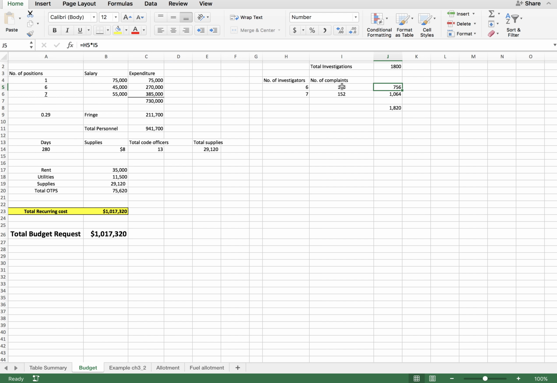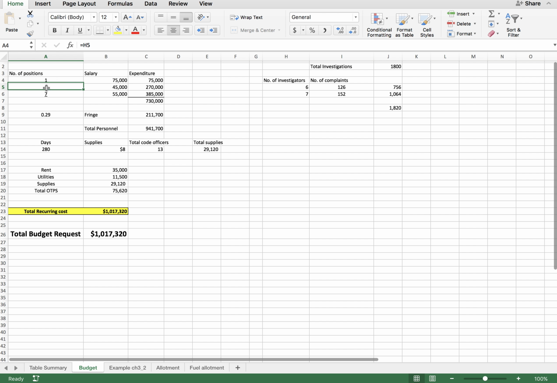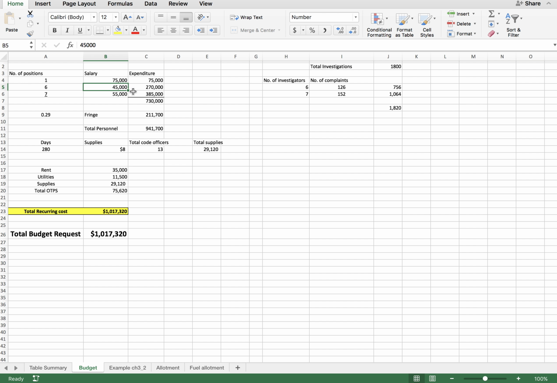So I just put my numbers in and multiplied these two numbers to get how many complaints I can handle, and then I totaled it to give me my total number of complaints. You can see here, hiring six junior investigators and seven senior investigators allows me to handle 1,820 complaints. Now, what does that mean for my costs? That means I need to add six junior investigator positions and seven senior positions, at $45,000 apiece for a junior and $55,000 apiece for a senior.